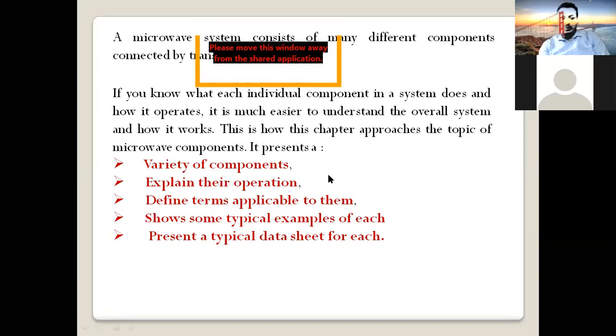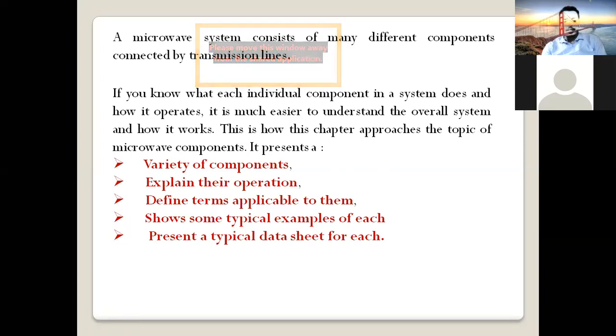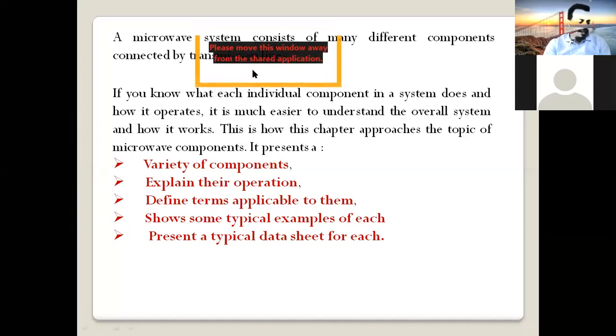So how are we going to approach this chapter? For each component, I will explain its operation, how it operates, and what the applications are. We'll see some examples. We'll see different types of technical data sheets for each component.